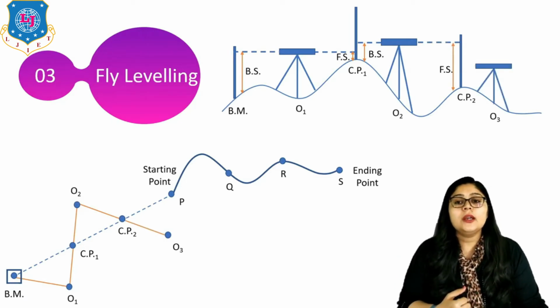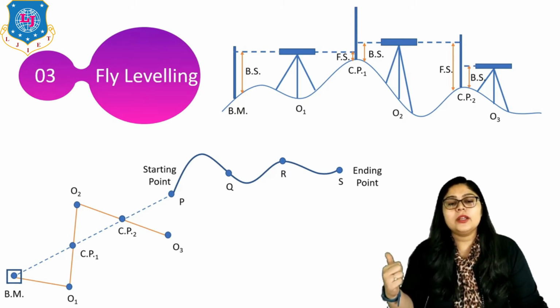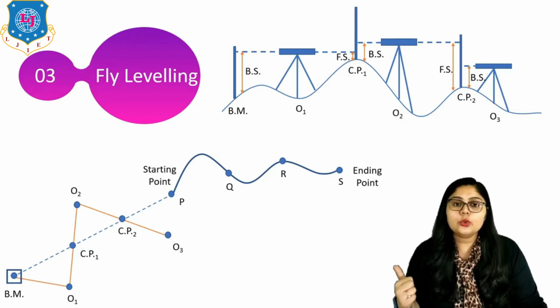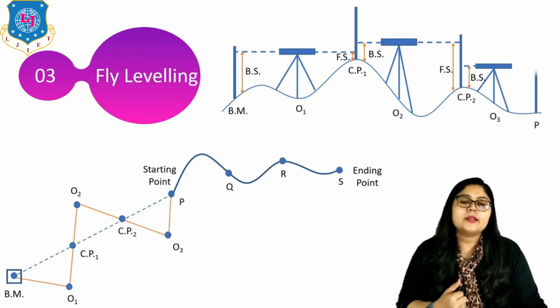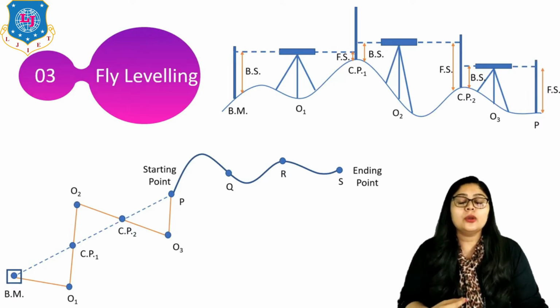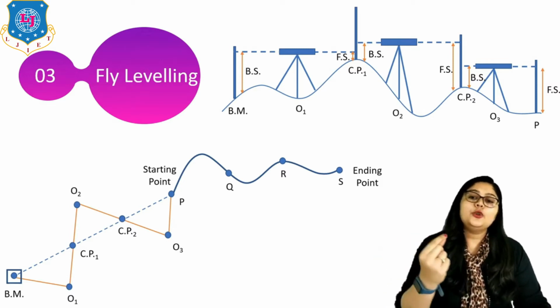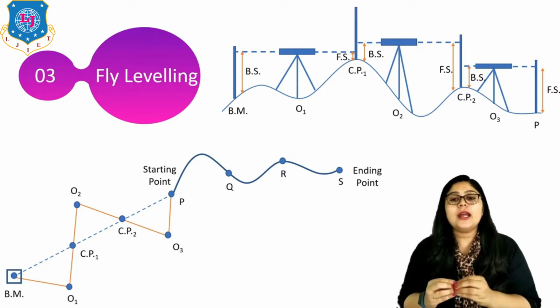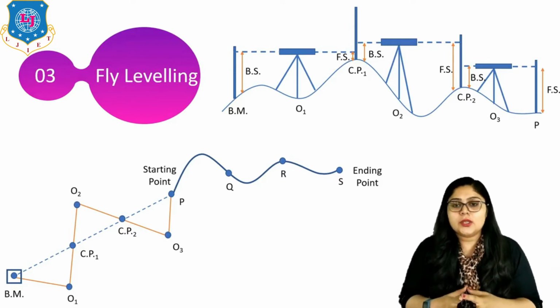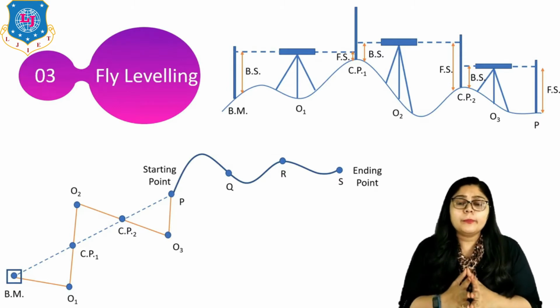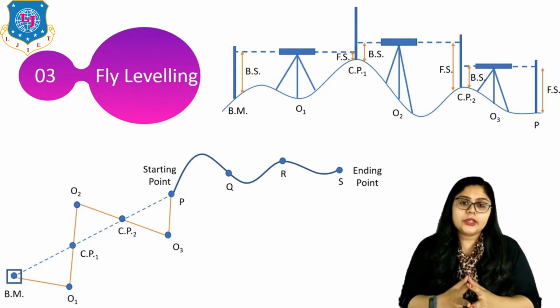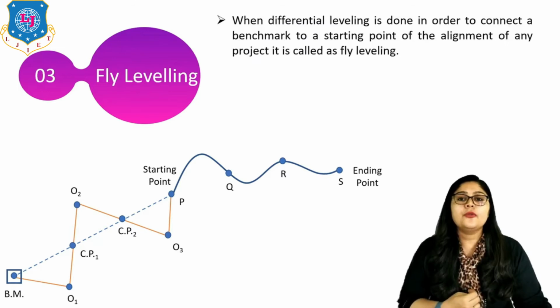Now, if you see, I have to connect to my starting point P. It means this is my backward direction, that is to my change point 2. And lastly, I will take the reading at point P, which gives me the reading as FS, right? So this is the procedure that I should follow to connect my benchmark to my starting point P. Then after that I can do the further process of simple leveling or differential leveling, whichever is feasible according to the ground conditions, right? So this is all about fly leveling.